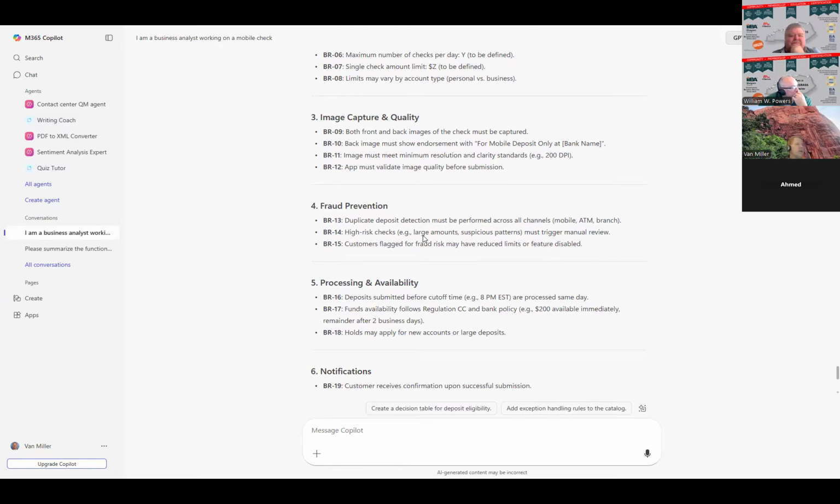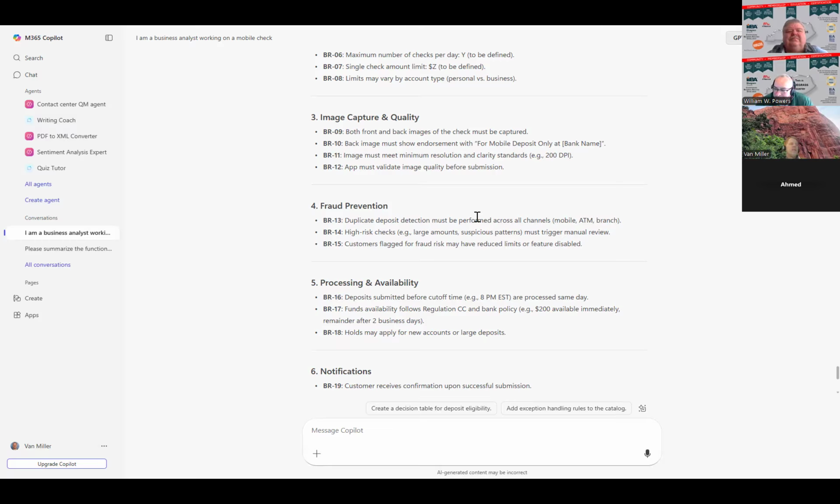Fraud prevention: duplicate deposit detection across all channels. I remember seeing that in the case study, meaning that this is something they've run into before on mobile check deposit apps. Somebody deposits the check in their app and then runs right over to the bank and deposits it again, and they get a double credit for it. And they might even change the amount the second time. So one you might do for 1,000, the next one you do for 10,000.